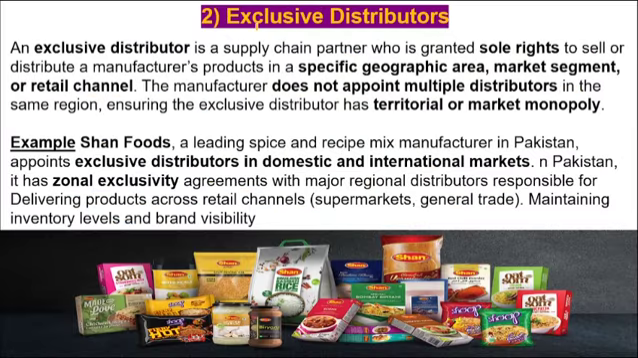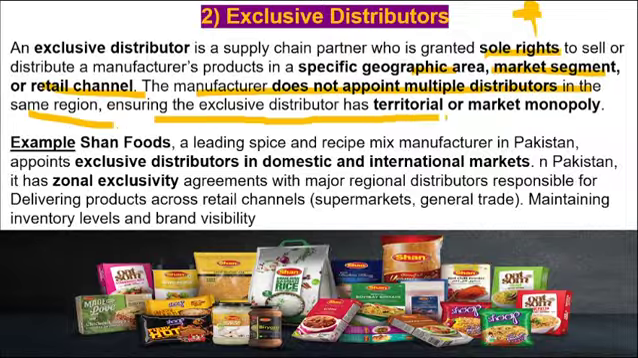Secondly, we're talking about the exclusive distributor. An exclusive distributor is a supply chain partner who is guaranteed the sole right, meaning only one single person has the right to sell or distribute a manufacturer's product in a specific region, area, market segment or retail channel. The manufacturer does not appoint multiple distributors in the same region, ensuring the exclusive distributor has territorial or market monopoly. The best example for the exclusive distributor is Shan Foods. You can also visit the Shan website, and Shan is providing distribution locally, even though they are providing distribution worldwide.